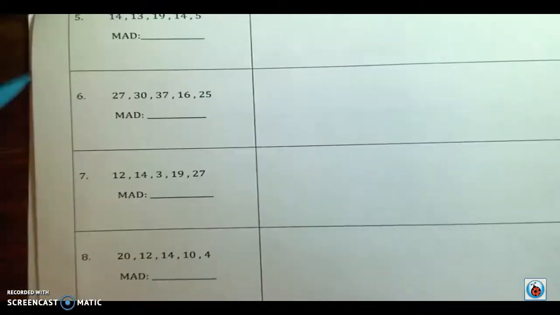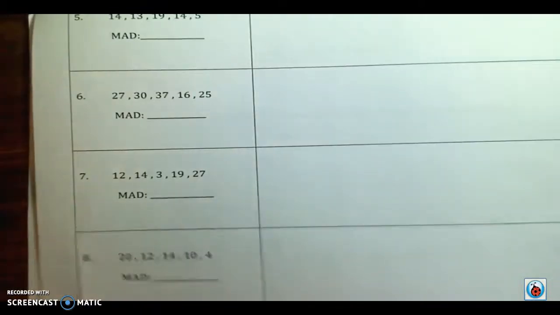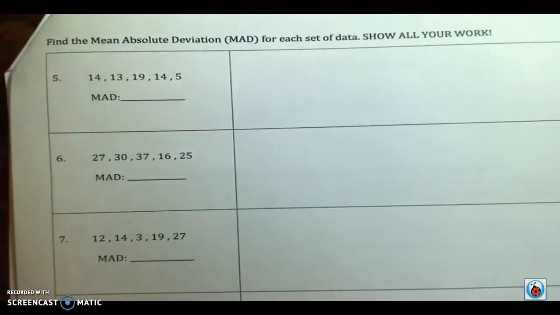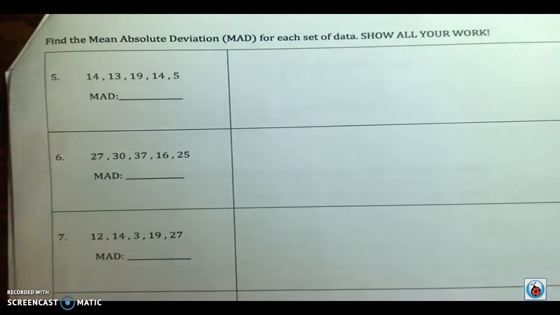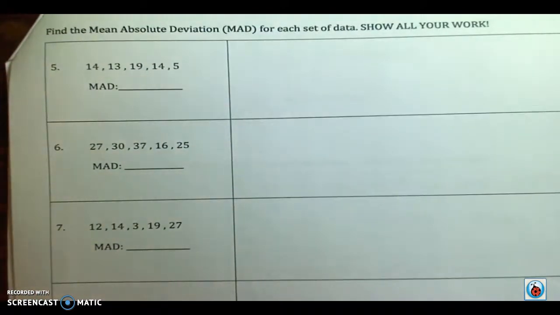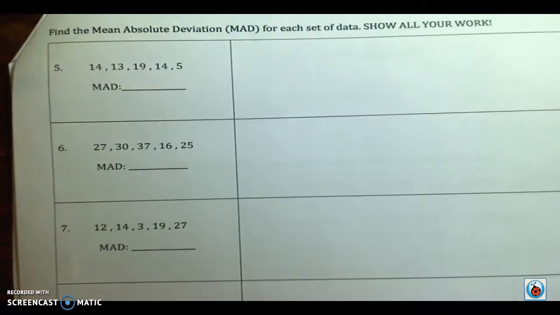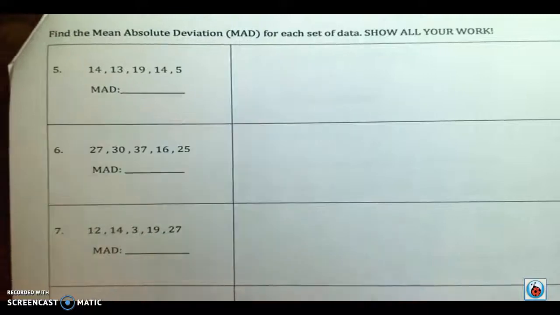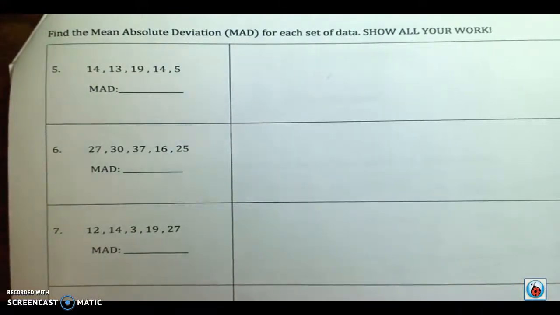I would like you to go ahead and complete numbers 5 through 10 on your paper. Again, going through those steps, if you need to review the video at any time, please feel free to do so. I will be checking your work tomorrow in class for part of your homework grade. So if you feel like this is not enough room to show your work, by all means go get a separate sheet of notebook paper and show all your beautiful math work there.